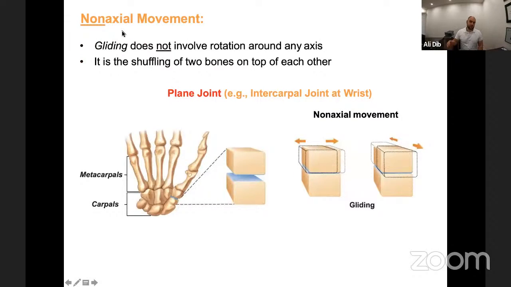So the first one is non-axial. This will have 0 degrees of motion, because it's not really hinging or anything. It's just allowing kind of like a shuffling between 2 bones. So we see that in our carpal bones. Those are 8 bones in the wrist that kind of connect to each other.